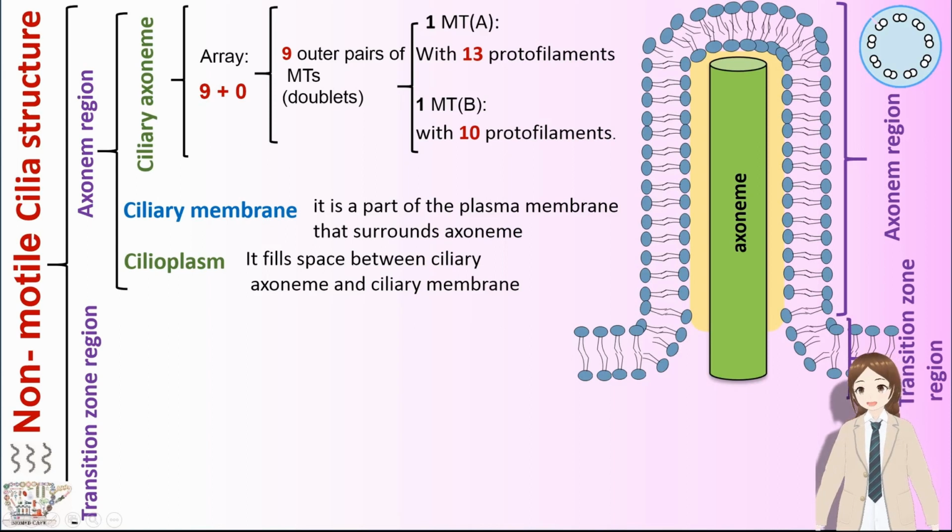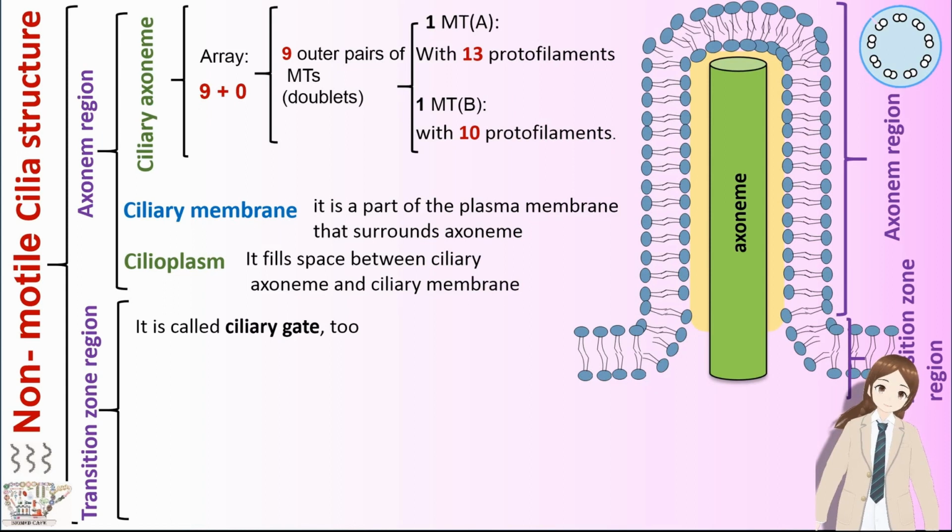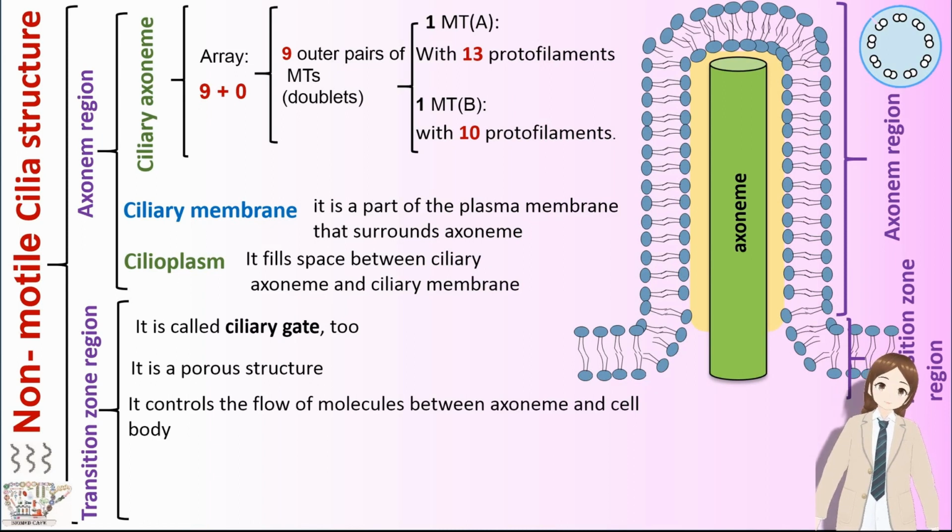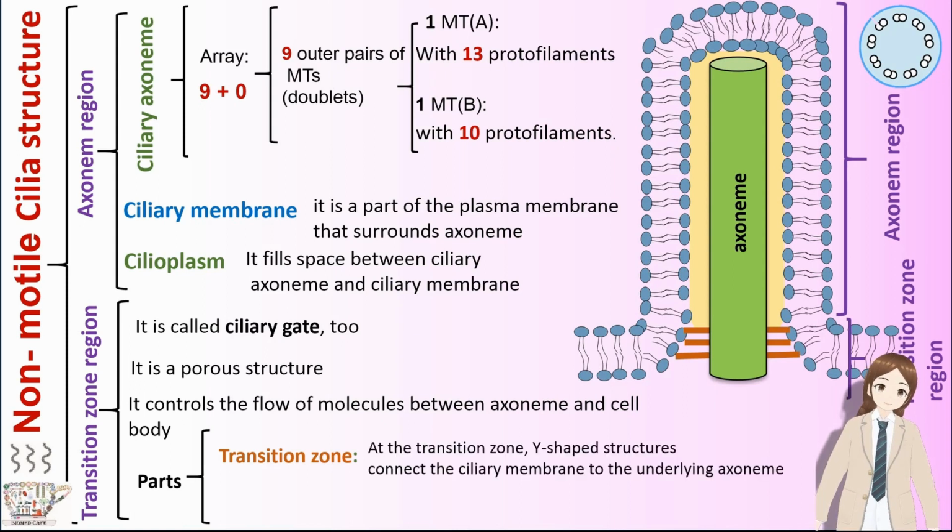The second part of non-motile cilia is transition zone region. It's called the ciliary gate. It's a porous structure. It controls the flow of molecules between axoneme and the cell body. Transition zone region has 2 parts. Transition zone: at the transition zone, Y-shaped structures connect the ciliary membrane to the underlying axoneme. And transition fiber.